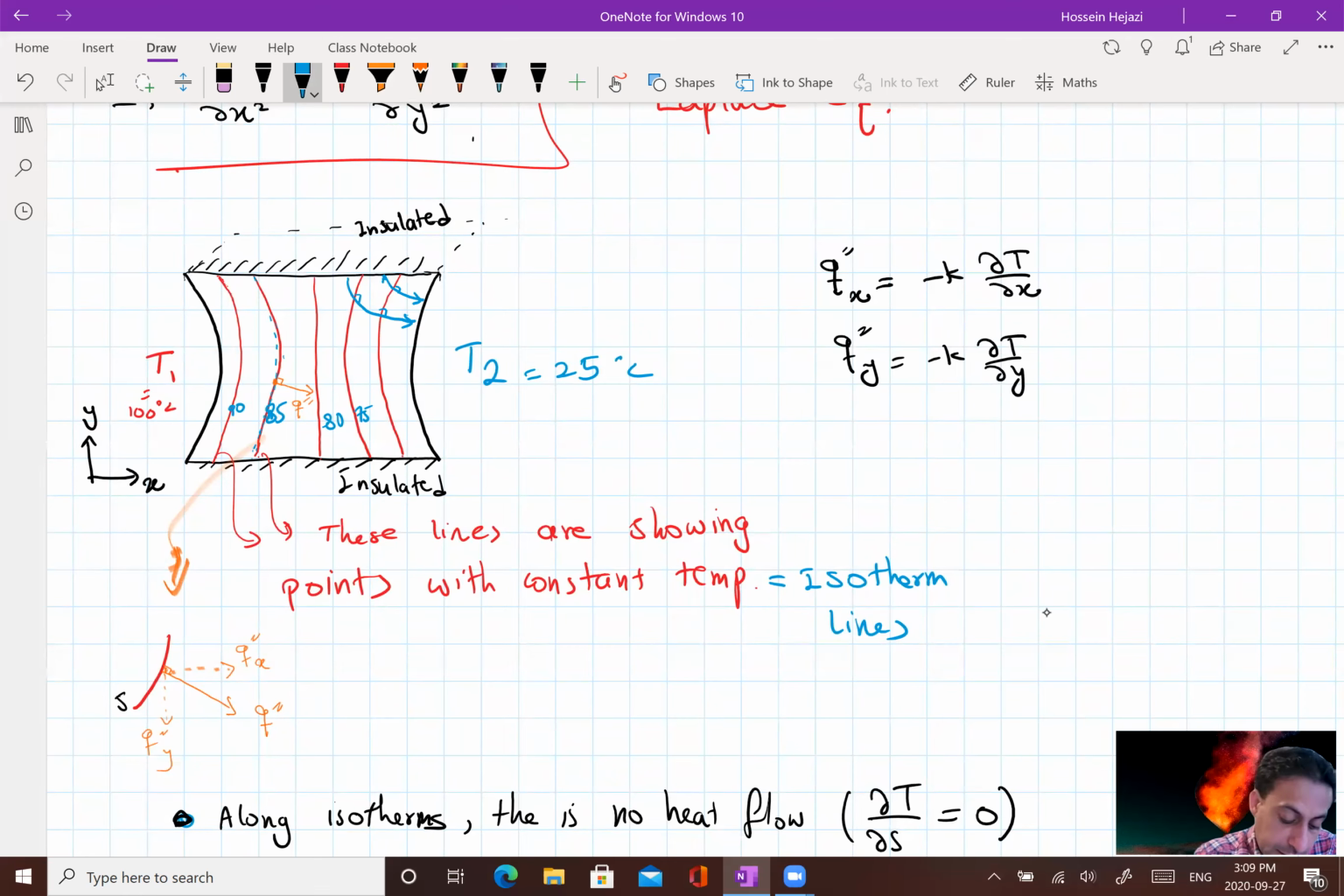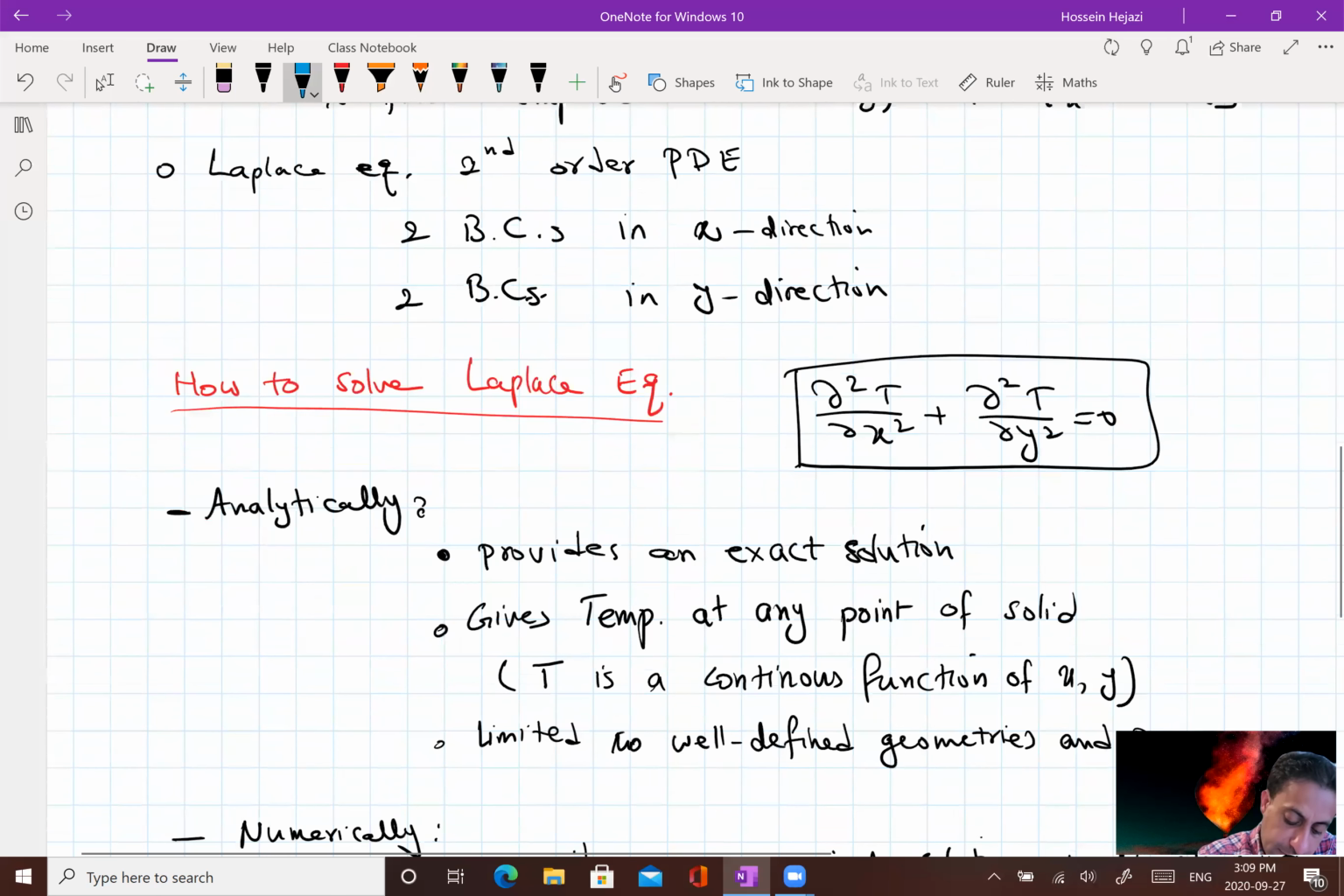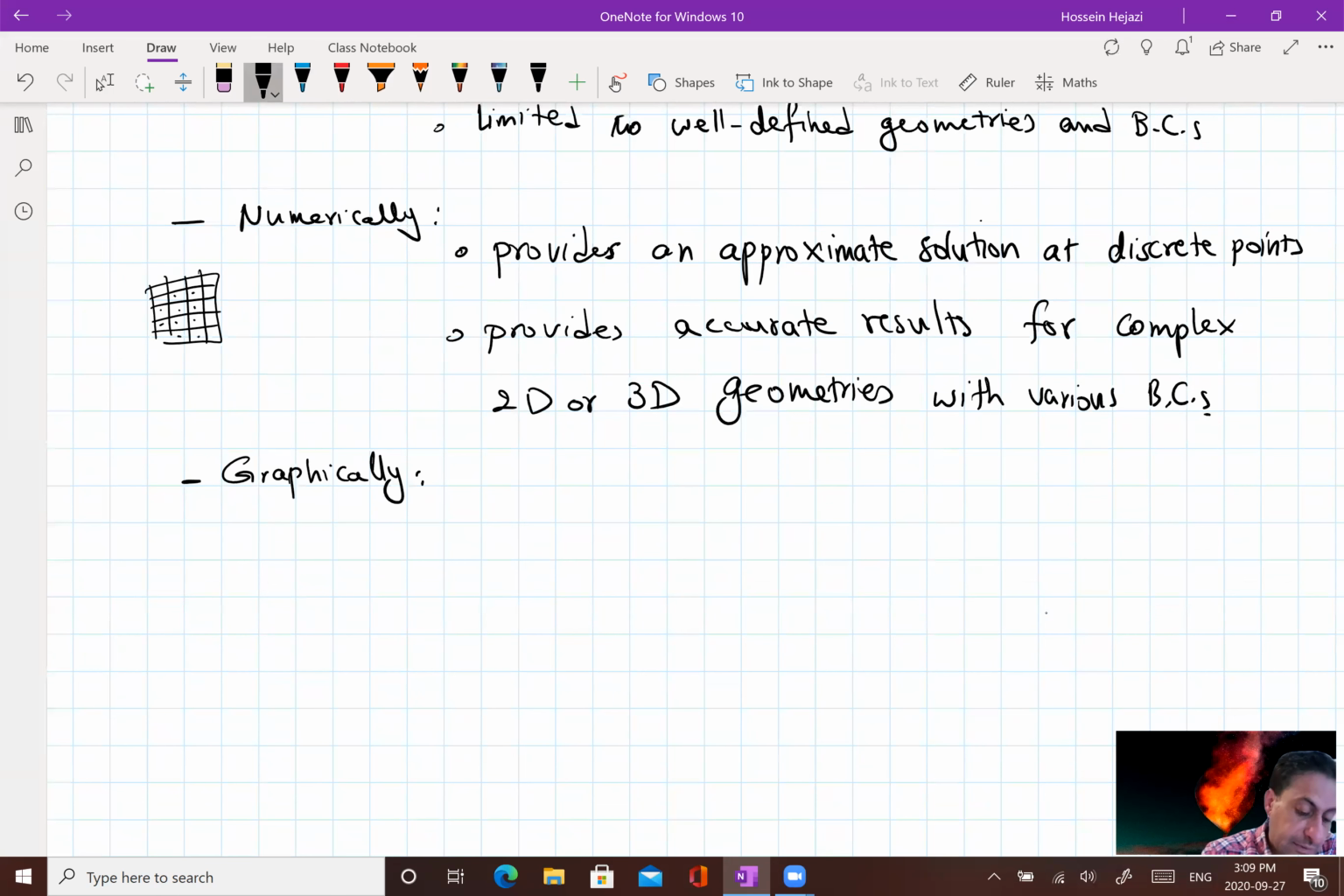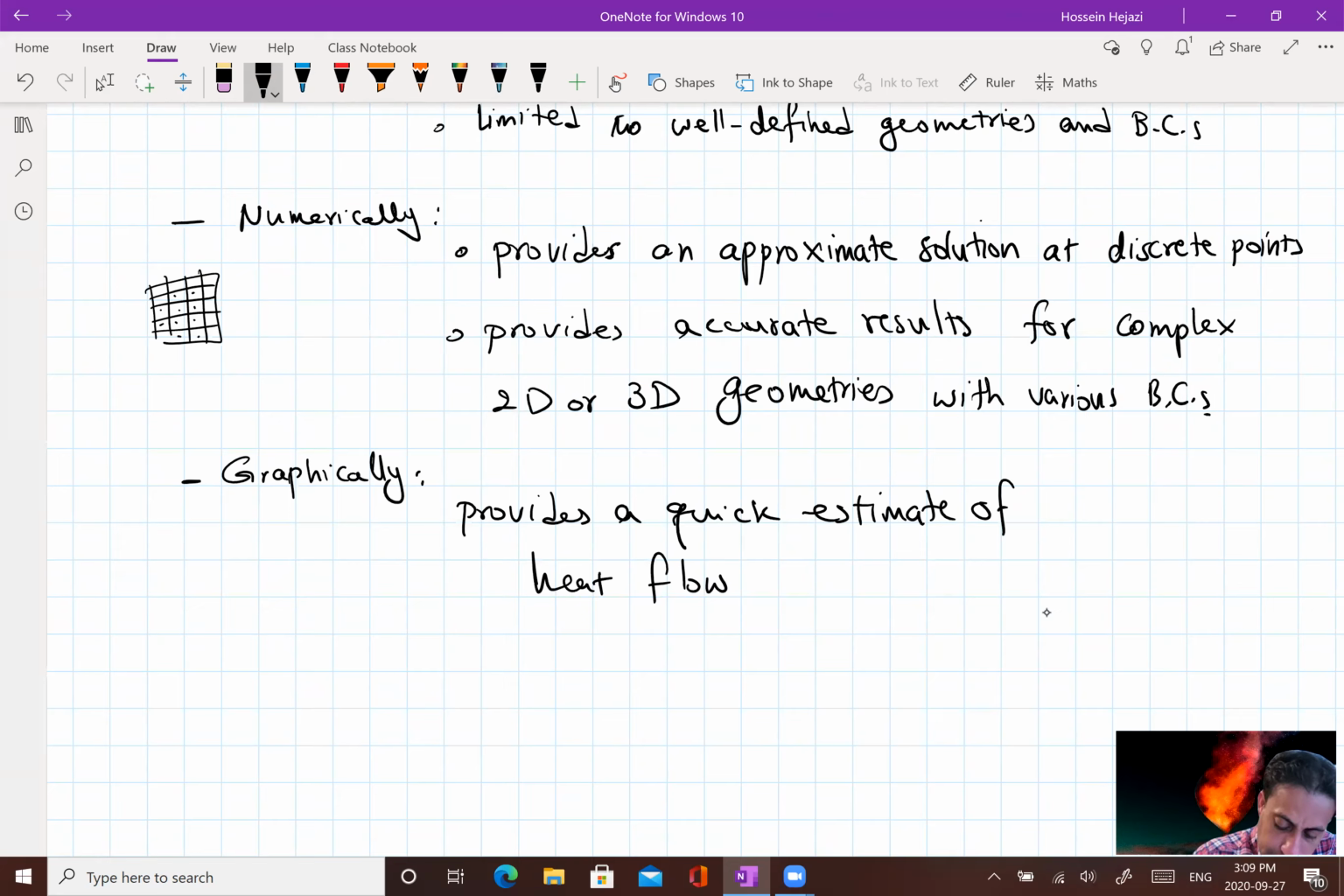We find these heat flow vectors and isotherms, and based on them, we can develop a graphical method to estimate the heat flow rate. And it's a very quick estimate of, I would say, heat flow. So it provides a quick estimate of heat flow rate.